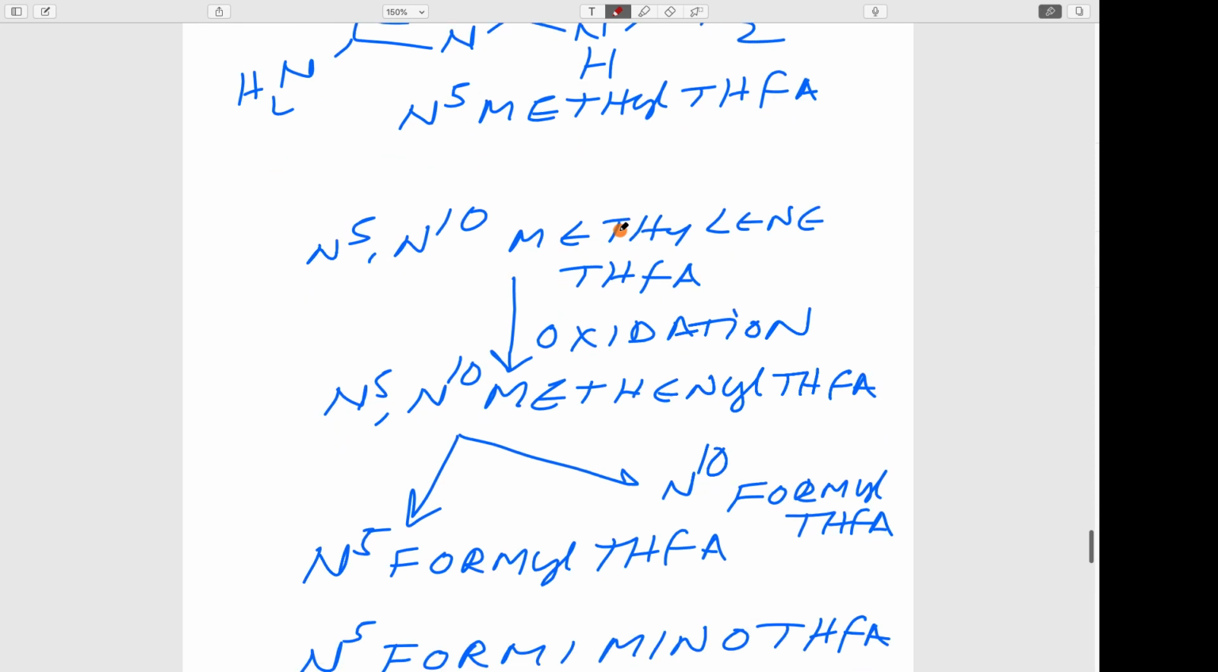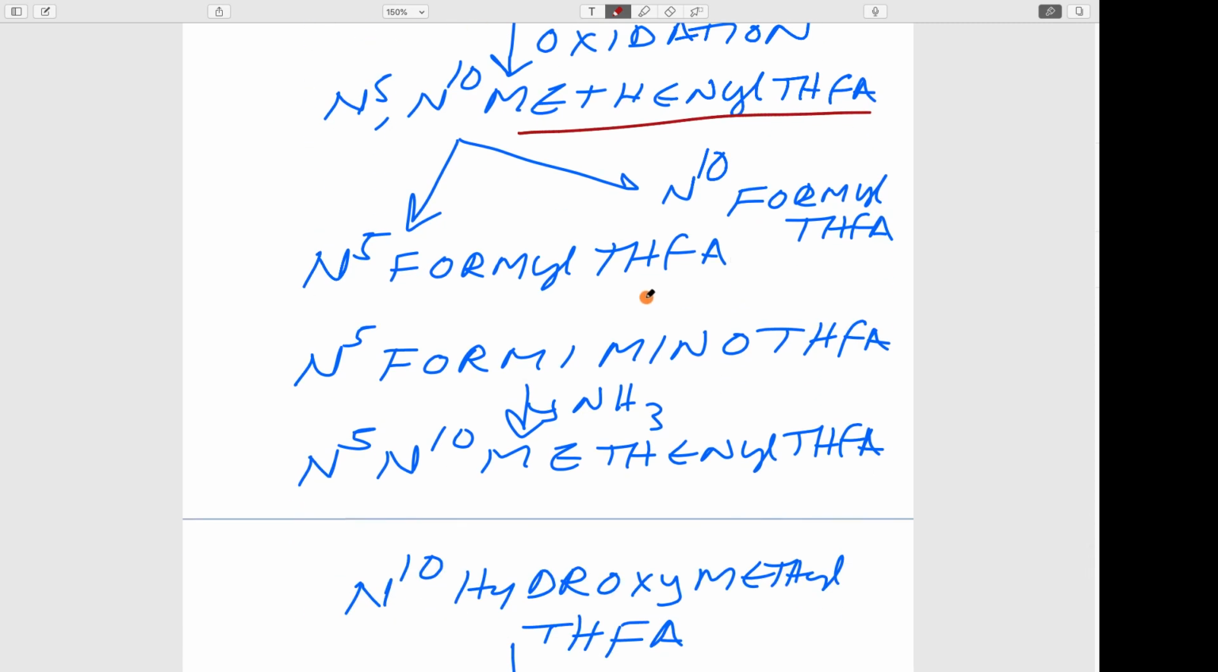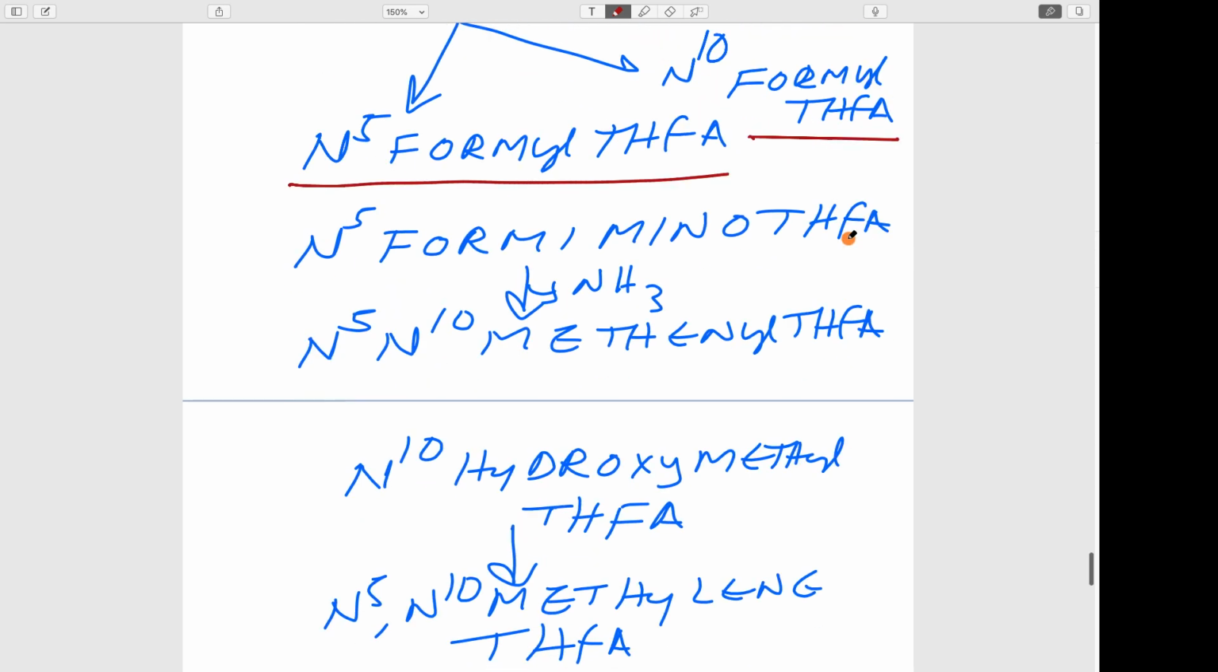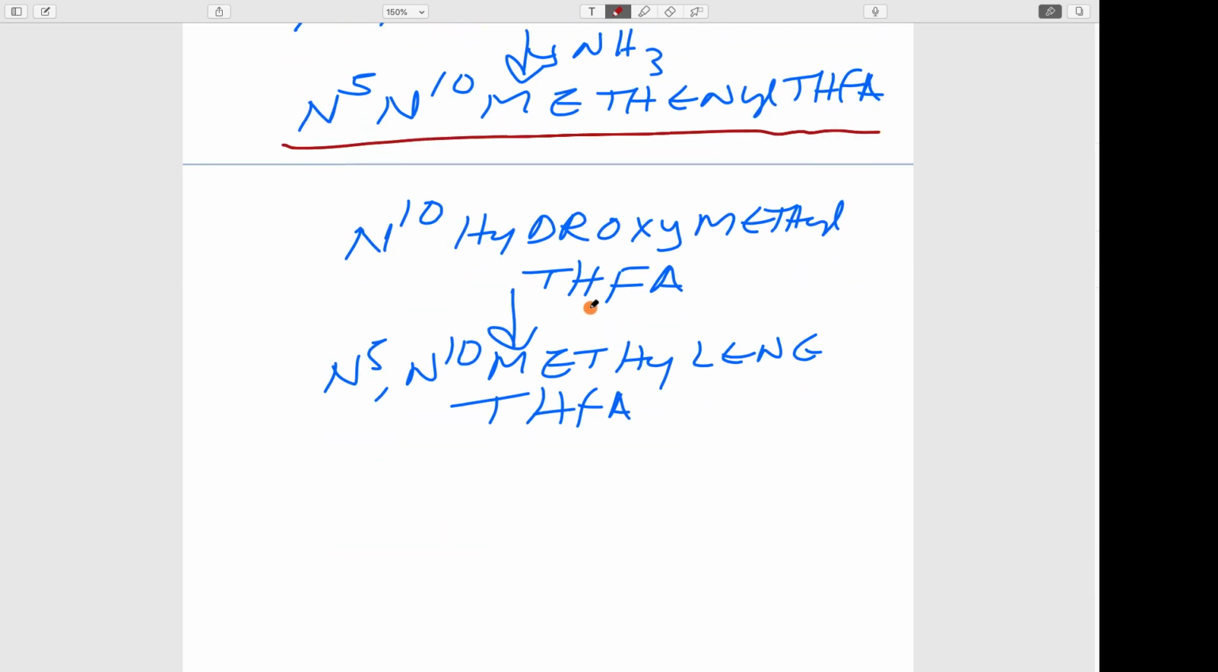Then we also talked about the other types of interconversion. Methylene THFA, oxidation to methenyl THFA, can lead to the formation of N5-formyl THFA or N10-formyl THFA. Then the N5-formimino THFA leads to formation of N5, N10 methenyl THFA. Finally, we talked about the N10-hydroxymethyl THFA converting to the N5, N10 methylene THFA. This is about how one can define the 1-carbon group, what the different 1-carbon groups are, how they are generated, and how they are interconverted.